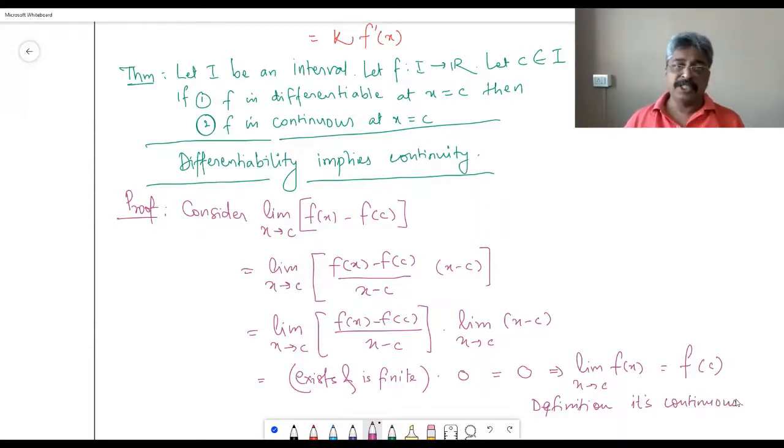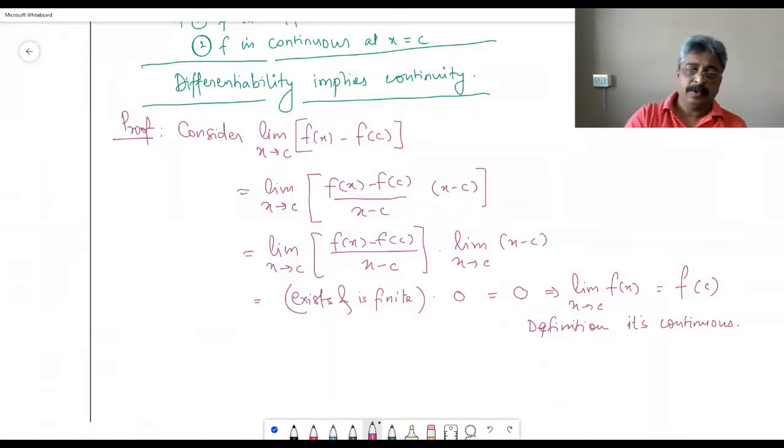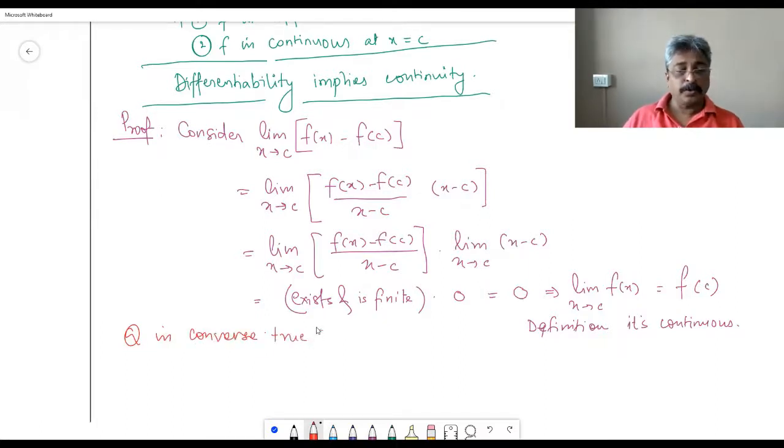Very important, differentiability implies continuity. More or less you have written it in this way only, but this is the simplest way of expressing it. Question: is the converse true? If a function is continuous, will it be differentiable at x equal to c? Is the converse true? Why?